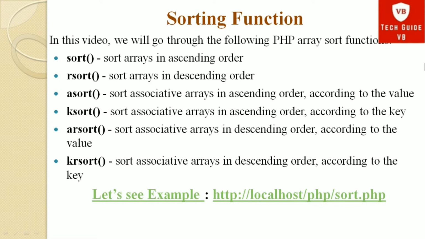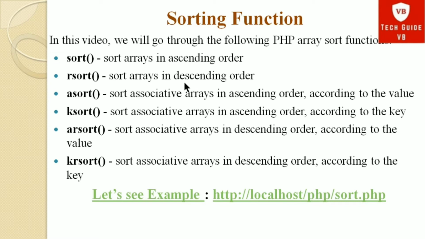The first function is sort. This function sorts arrays in ascending order. If an array is given with any number of elements, the sort function will sort the array in ascending order. Then the next function is rsort. The rsort function is used to sort arrays in descending order. So rsort is the opposite of the sort function.